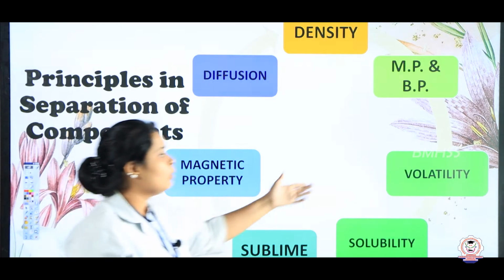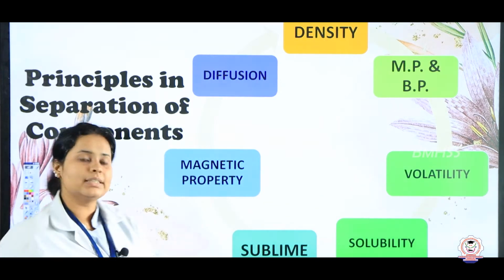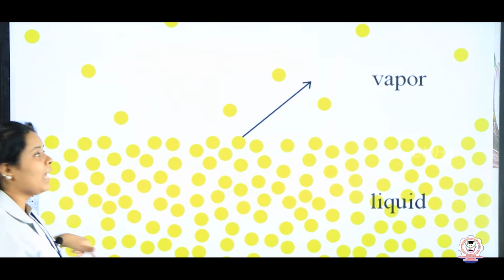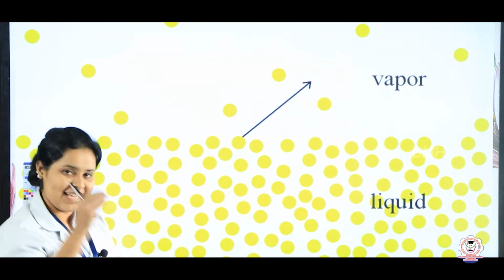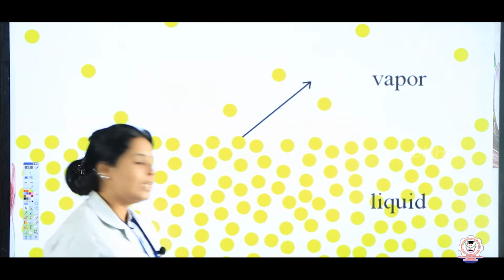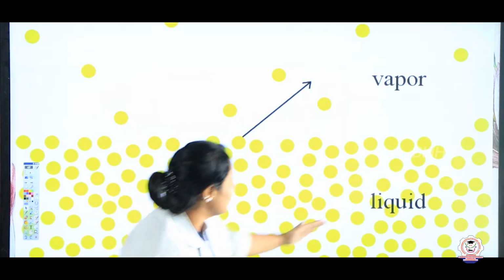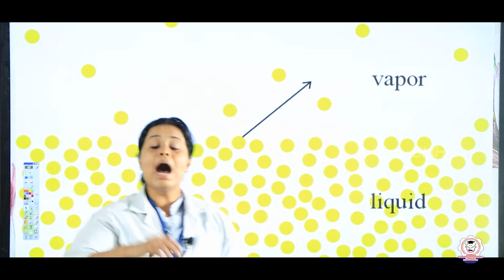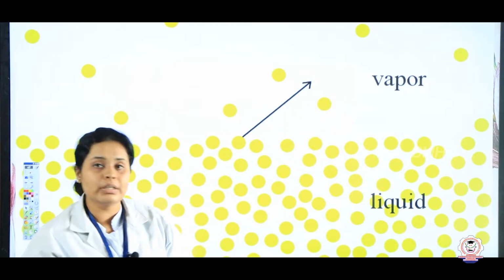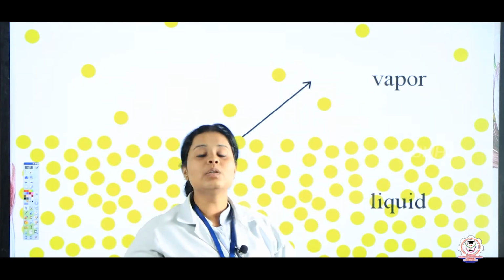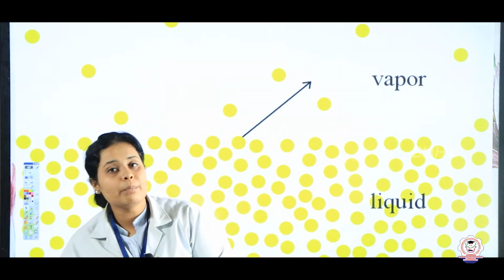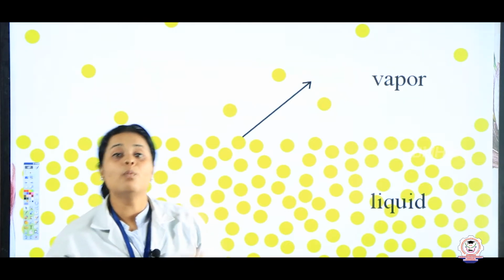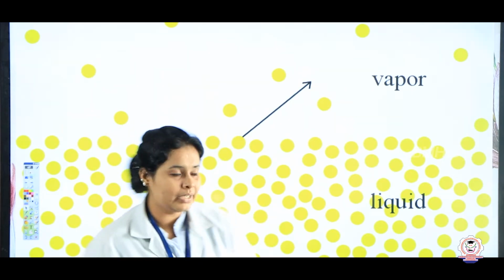After that you can see volatility. So what's volatility? I'll show you the diagram and then you tell me. What can you see over here, children? Yes, you are right. Here you can see that the liquid is getting converted into vapor. How fast it gets converted, that process is known as volatility. That means if a liquid gets converted into vapor, it shows that it is a volatile substance, right?